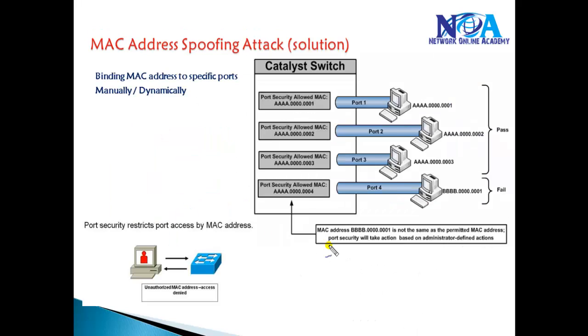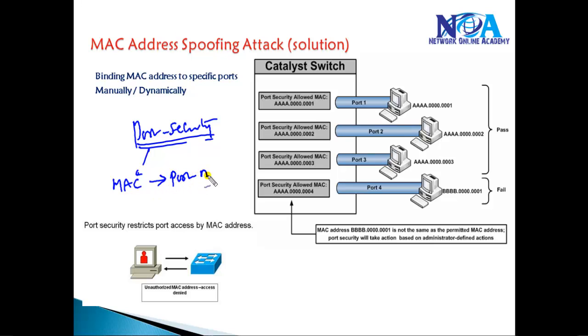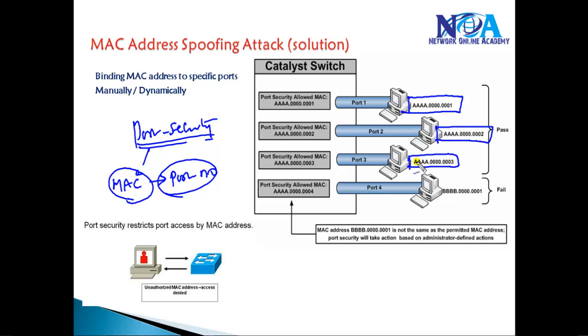Now, how can we overcome this kind of attack? To overcome it, we can use the port security feature again, the same feature we discussed previously. With port security, I can manually bind the MAC address to specific ports. We can specifically bind MAC addresses to port numbers. So let's take an example. These are the valid entries for port number 1, port number 2, and port number 3.